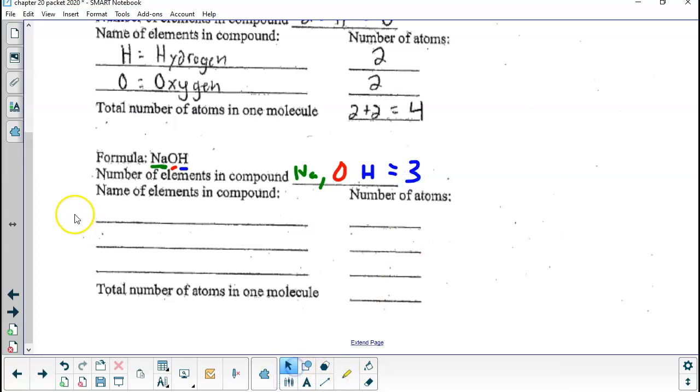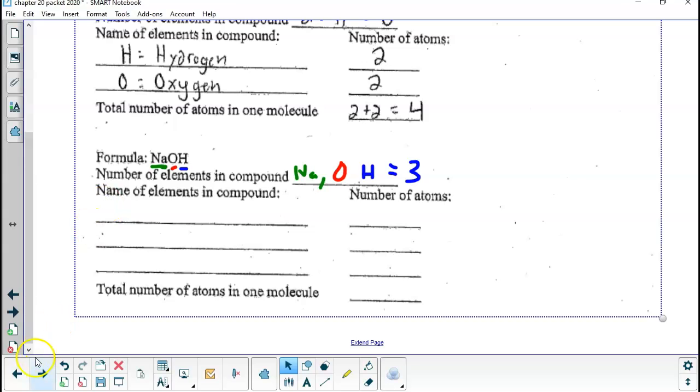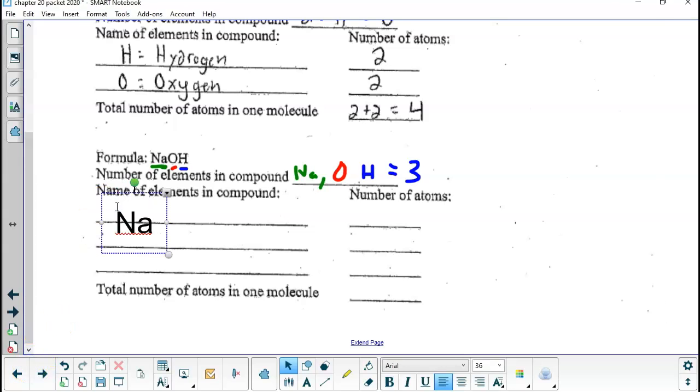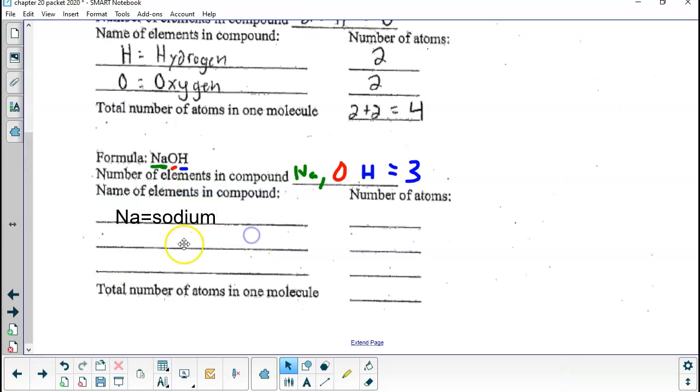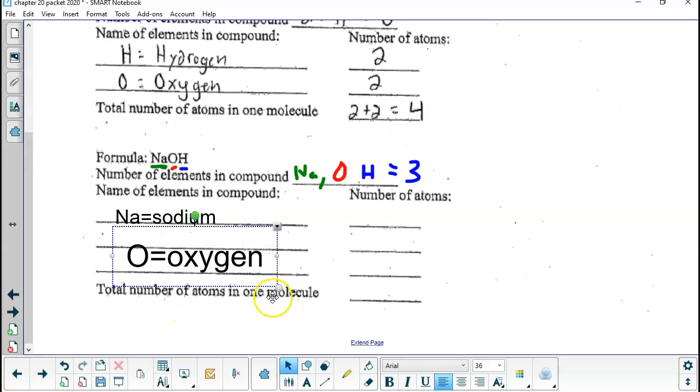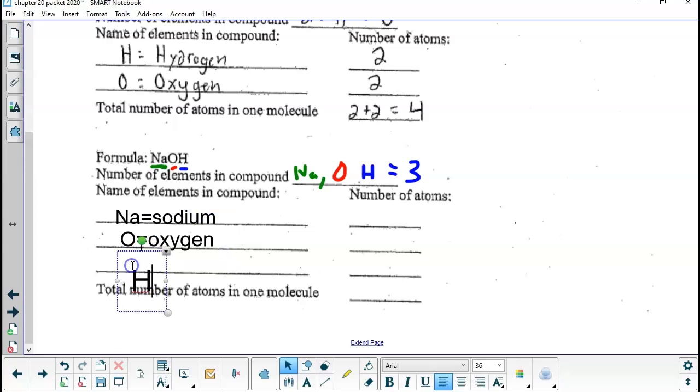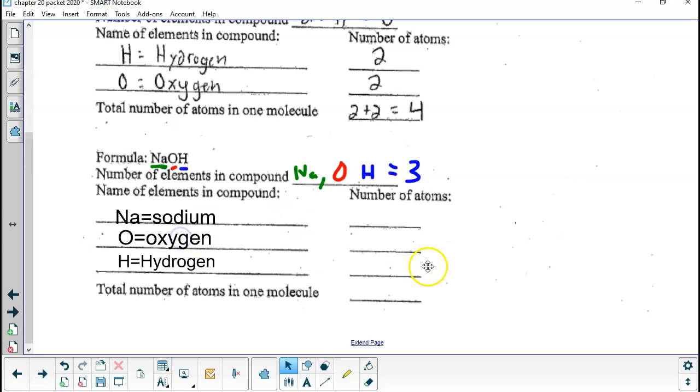Okay, so now I'm going to switch to typing here. Down here, I would write Na, which I can look on the periodic table, that's sodium. And then I have O, which is going to be oxygen. And then I have H, which is hydrogen. And maybe you're starting to memorize some of these elements, and that's great if you can remember what some of the symbols stand for.